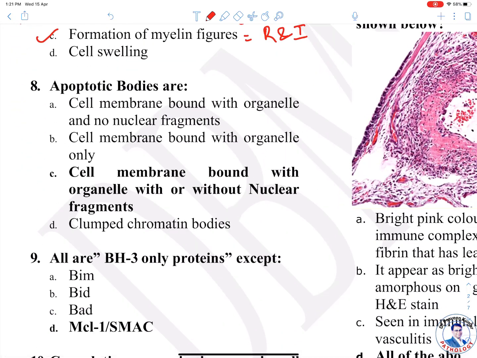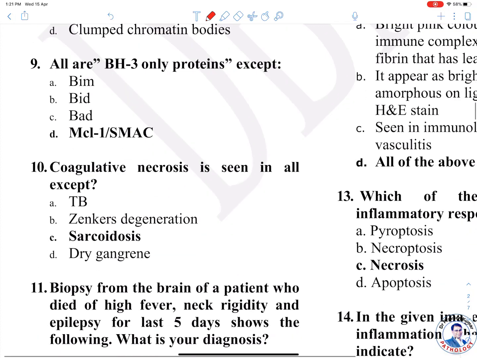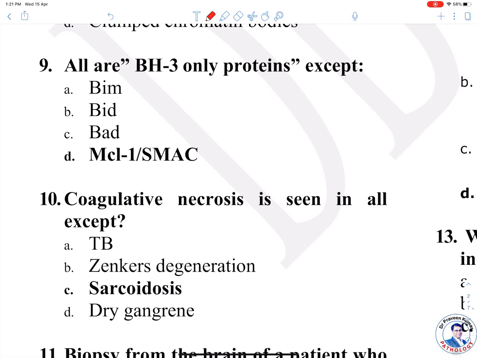Question 8, I have not got any doubts on this. The answer is C, cell membrane. It is the apoptotic body which has a cell membrane with organelles, with or without nuclear fragments. Question 9 also, I don't think any of you have made a mistake. BIM, BID, BAD, these are the BH3-only proteins, and they are basically the apoptotic sensors. Okay, these are apoptotic sensor molecules.